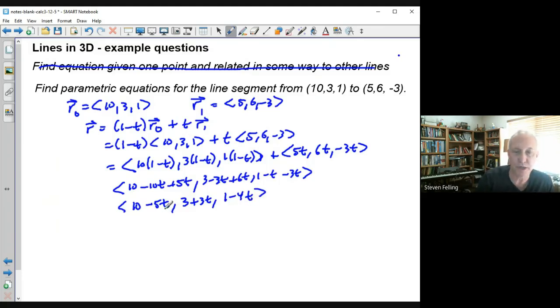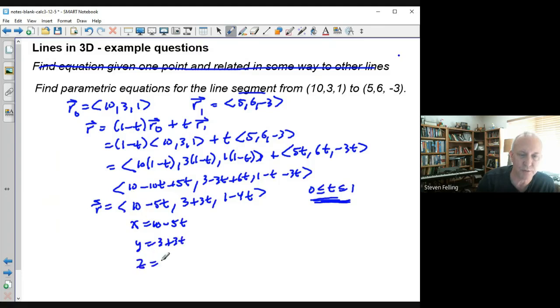So this would be the vector equation version of this line segment between the 2 points. And I need to specify here that t is only going between 0 and 1 inclusive. That's really important to specify so that we are talking about the line segment. Or we can write this in parametric form as x equals 10 minus 5t, y equals 3 plus 3t, z equals 1 minus 4t, with that same range of t's.